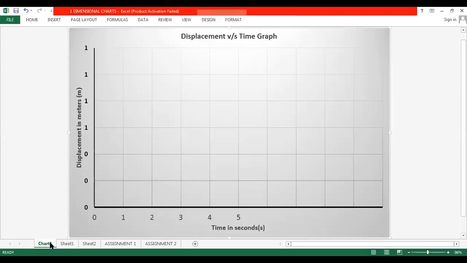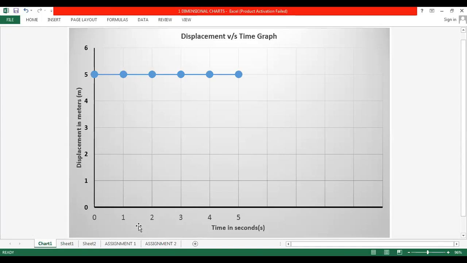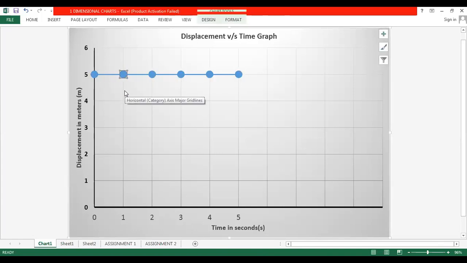I think your graph will look like this. Isn't your graph looking like this? This is your displacement and this is your time. So this is your displacement versus time graph. Your time is in seconds, your displacement is in meters. This is 0, 0, then 1, 2, 3, 4, 5, and the first coordinate is 0, 5. Then this is your second coordinate, 1, 5. This is your third coordinate, 2, 5, then 3, 5, 4, 5, and 5, 5. And what are we getting? We are getting a line like this.